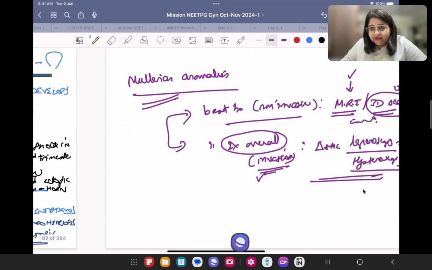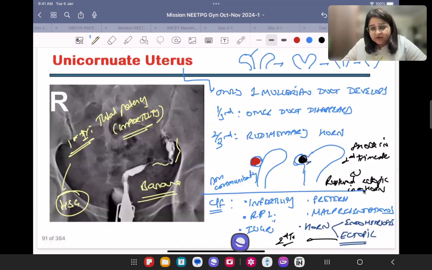I do not know why it would rupture in the second trimester, because there is a good amount of myometrium surrounding it. How is the tube? The tube is very flimsy. There is hardly any muscular tissue in the tube. So the tube will rupture very early in the first trimester, at 6, 7, 8 weeks. Whereas this will hold the pregnancy till around the second trimester and then rupture.